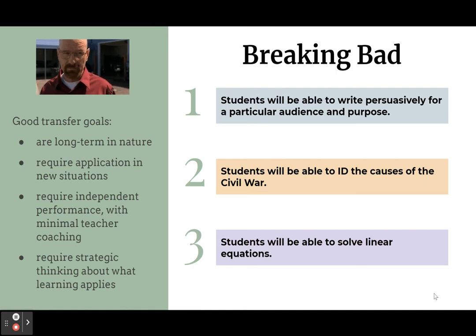Throughout their entire lives, students will have to write persuasively and independently. And depending upon the audience and purpose and the different situations that they're involved in, they have to think strategically about what they've learned about writing and what applies, given the unique context of their situation.